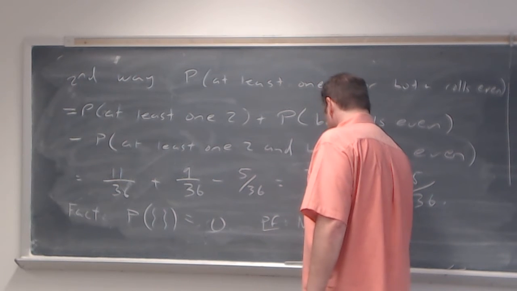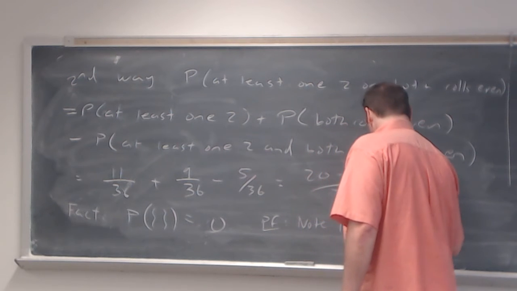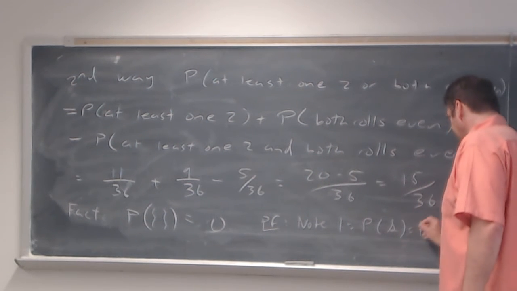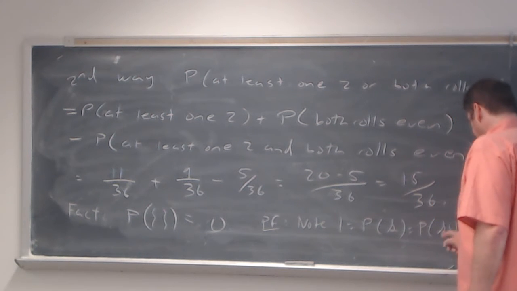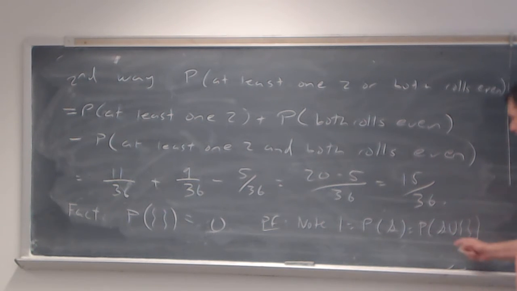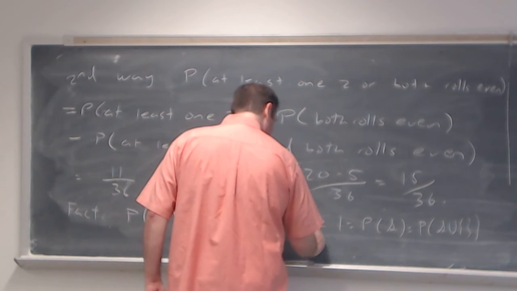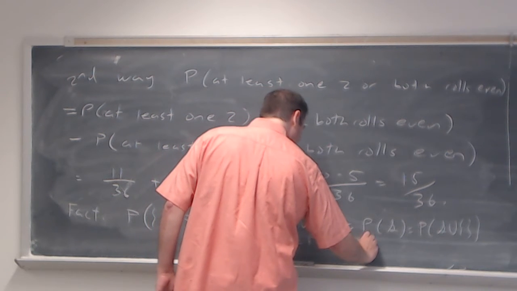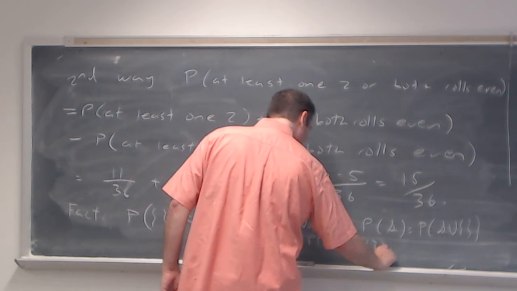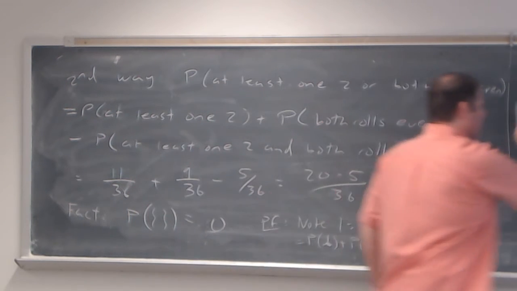Note 1 is equal to the probability of the sample space. But the sample space is the union of the sample space and the empty set. These are mutually exclusive events. So this is the probability of the sample space plus the probability of the empty set. Well, I didn't have as much room as I thought. Let me characterize that a little bit.